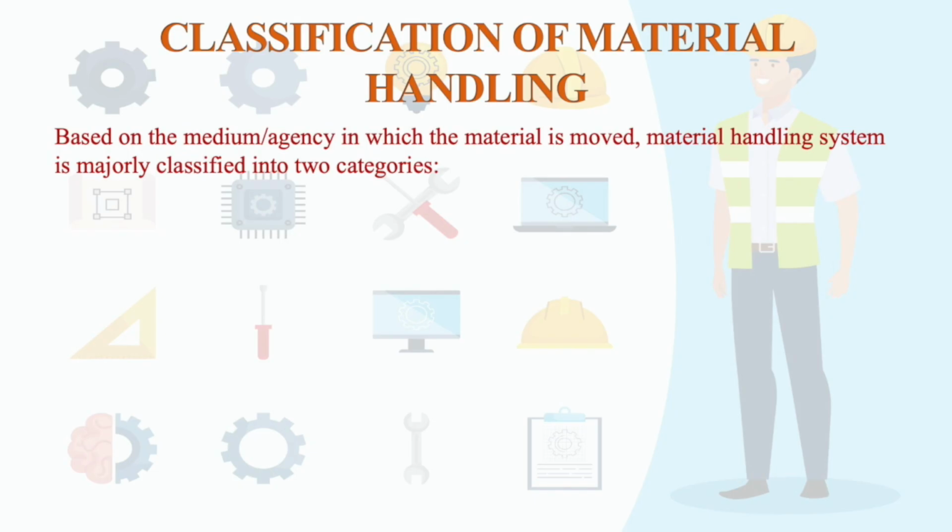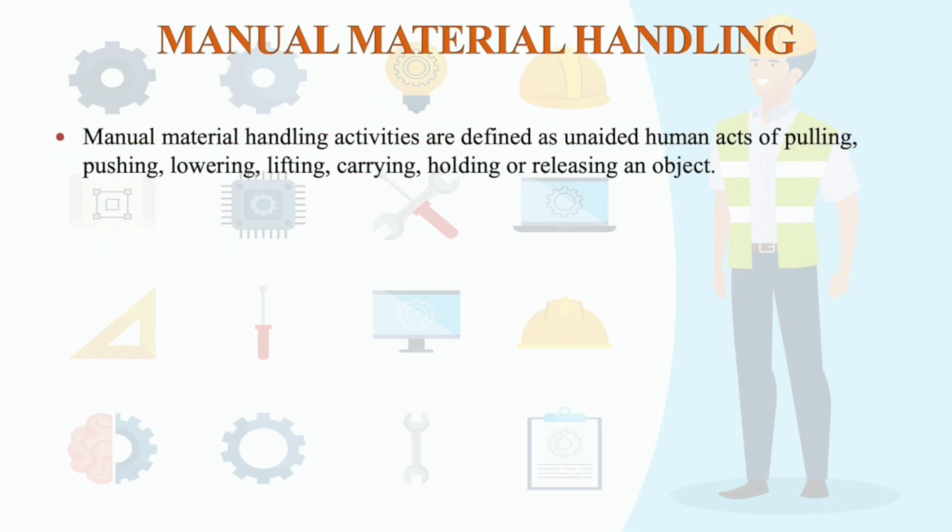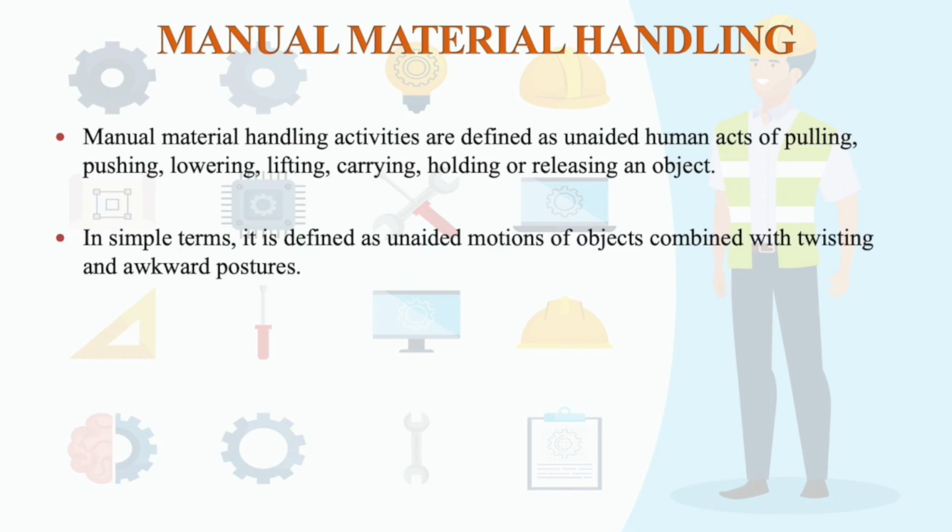Based on the medium or agency in which the material is moved, the material handling system is majorly classified into two categories: manual material handling and mechanical material handling. Manual material handling. The manual material handling activities are defined as unaided human acts of pulling, pushing, lowering, lifting, carrying, holding and releasing an object. In simple terms, it is defined as unaided motions of objects combined with twisting and awkward postures.